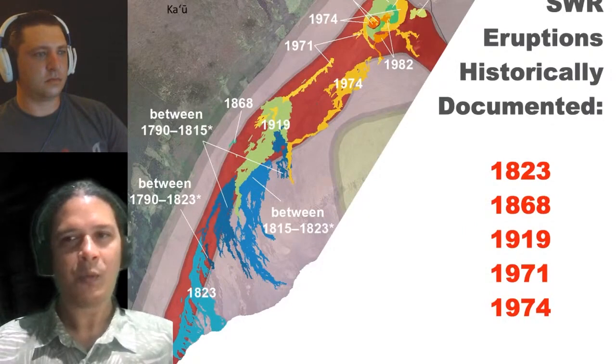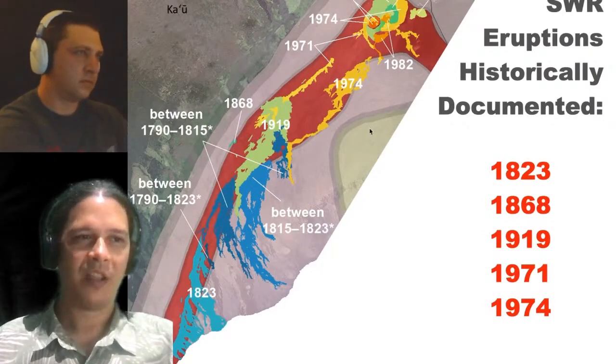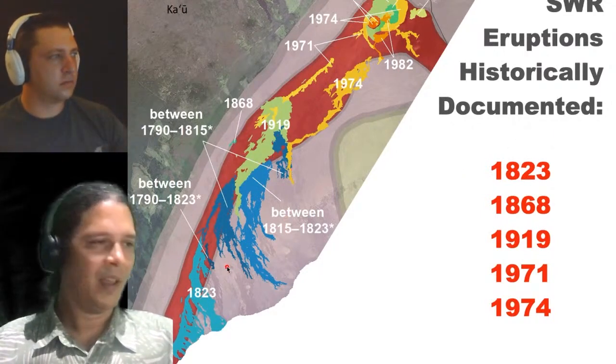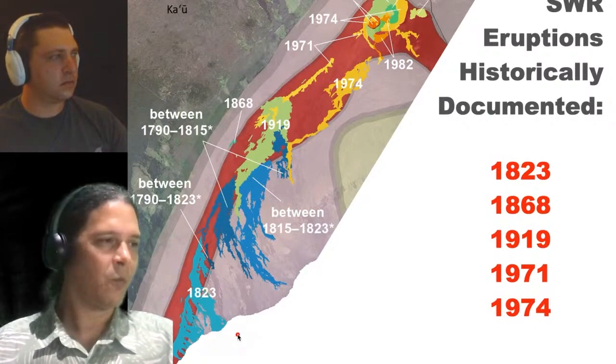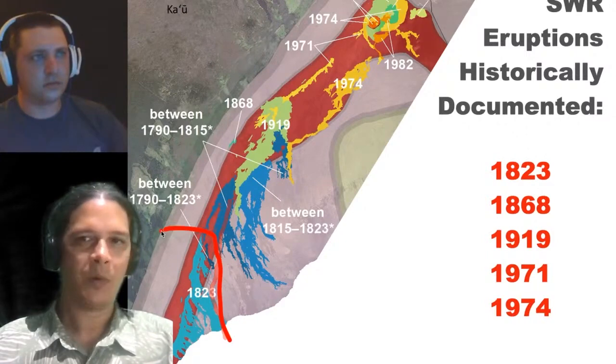So focusing on the Southwest Rift only, there are a few historically documented eruptions, and only a few. These 5 right here. 1823, which was William Ellis. He didn't actually see it happen, but he did hike across the still cooling lava flow of 1823 on the way up to Kilauea.